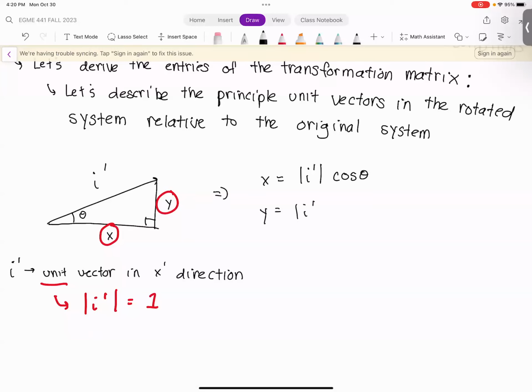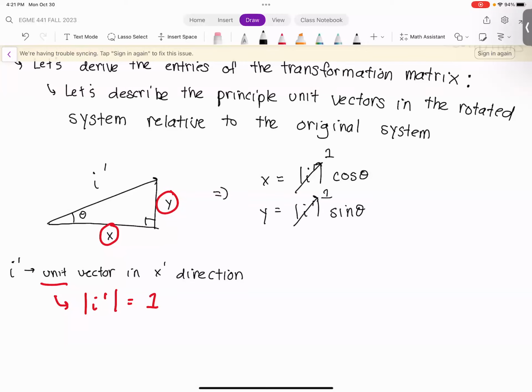And y here is going to be the i prime magnitude multiplied by sine theta, making use of SOHCAHTOA. Cosine is the adjacent divided by the hypotenuse, and sine is the opposite side divided by the hypotenuse, and I just rearranged things a little bit. Just because i prime is a unit vector, we know its magnitude is 1.